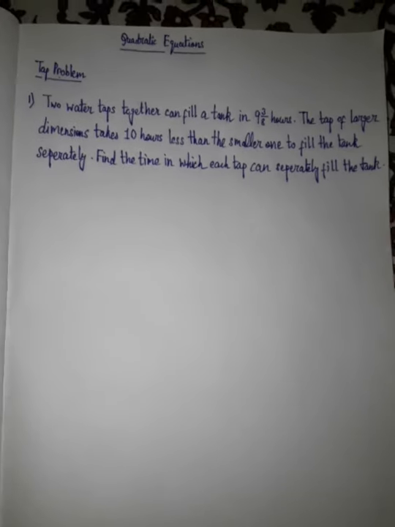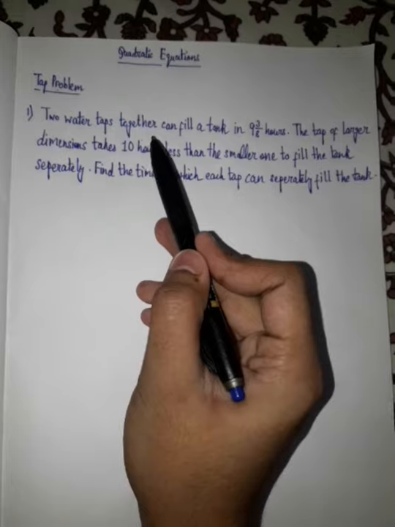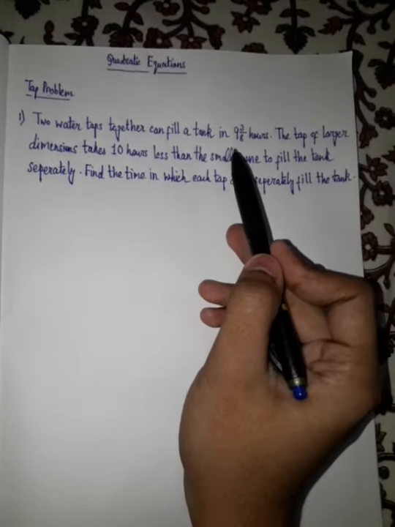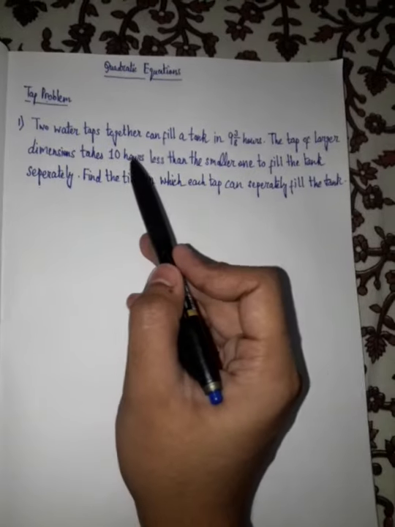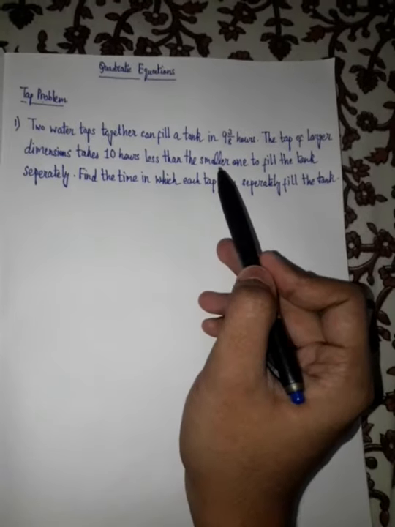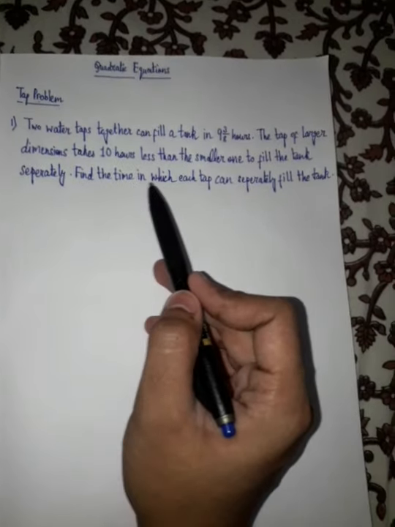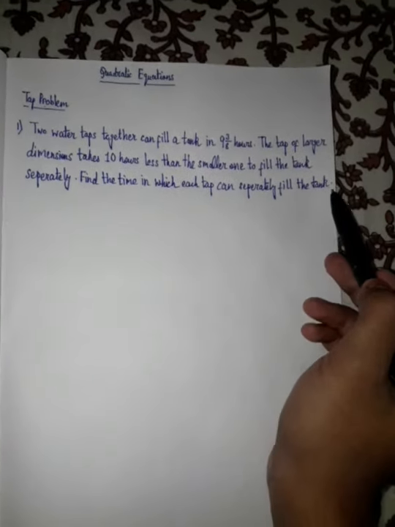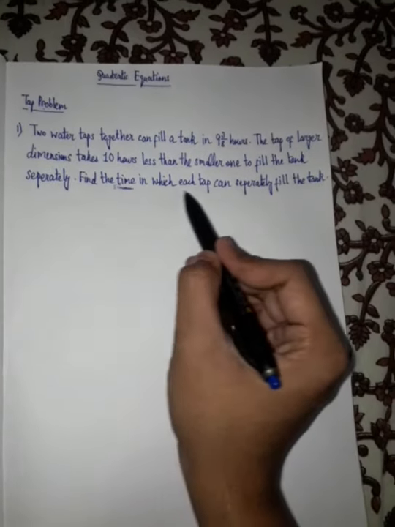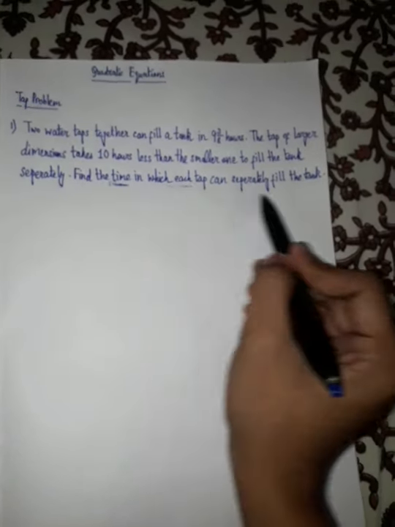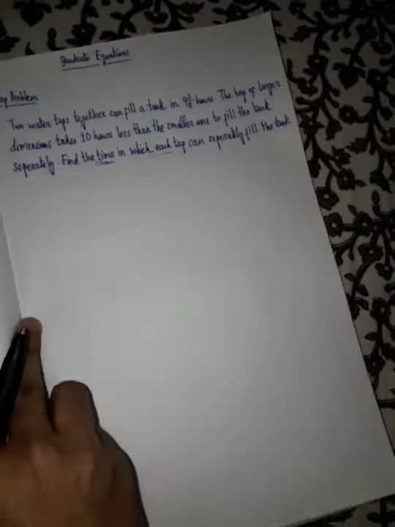So it's the tap problem. What's the question we will see? The two water taps together can fill a tank in 9 3/8 hours. The tap of larger dimensions takes 10 hours less than the smaller one to fill the tank separately. So find the time in which each tap can separately fill the tank. So we will need to find out the time of each tap that will fill the tank entirely. So let's start.